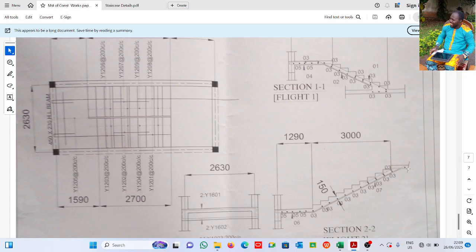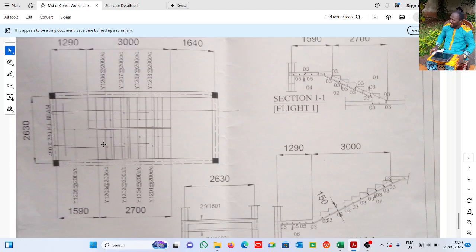Alright, so take note of that when we begin to calculate. Now the landing, of course, this is your landing here, this is the length, this is the breadth. Because the riser and the flight are not the same thing, you can see this flight here is longer than this. That is what is represented here. This is the longer flight, this is the shorter flight.